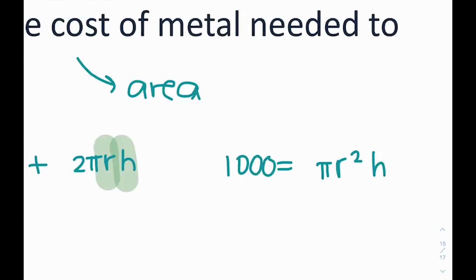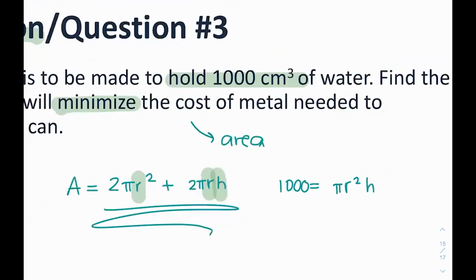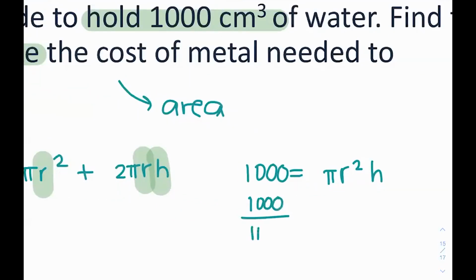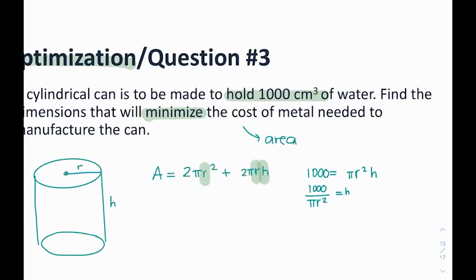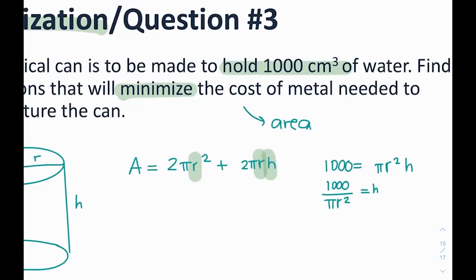So I have this equation here, and I can use it to write either r in terms of h or h in terms of r. I'm going to solve this for h because it's going to be way easier to just substitute this h for a different expression. So if I do that, I have 1,000 divided by pi r squared equals h. I used that secondary equation to rewrite my primary equation in terms of only one variable.